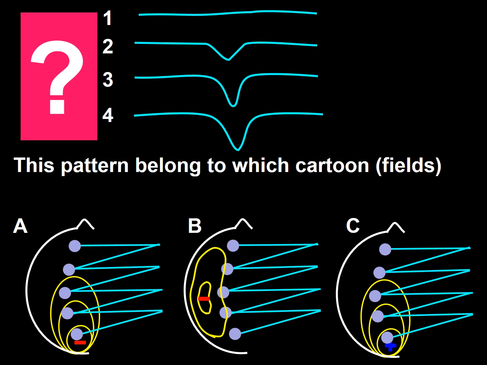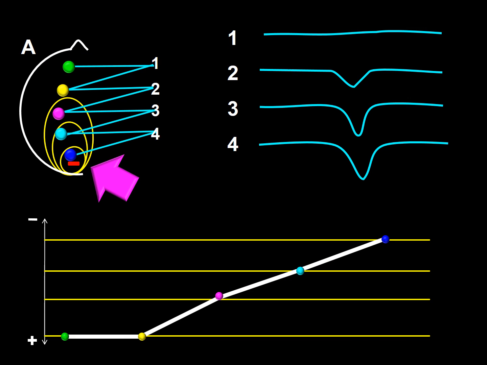Next question. The epoch above belongs to which of the isopotential maps below? Take a look at this frame. Remember that to build a potential graph, you have to start with the electrode representing the maximal of the field presented, in this case the blue electrode. Then the electrode should be placed at the appropriate position, in this case the fifth electrode position, at the appropriate level that is most negative.